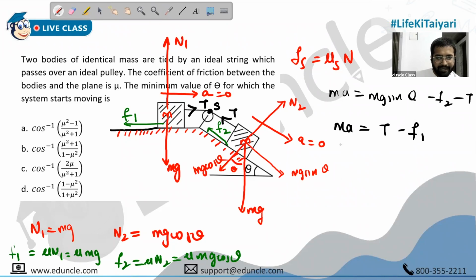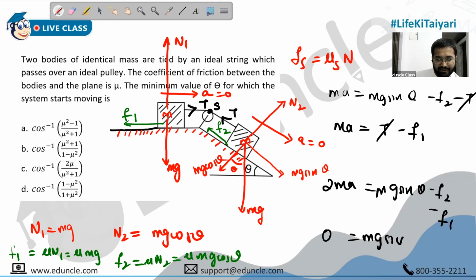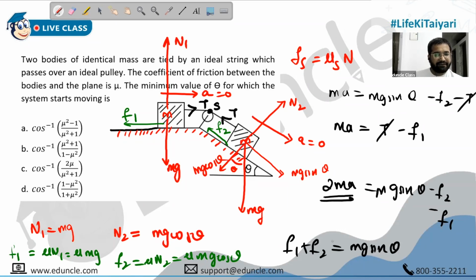Let's add them. MA plus MA, 2MA. T minus T gets cancelled. We have mg sin theta minus F2 minus F1. Acceleration is 0, people. Throw minus F2 minus F1 on that side, so that becomes plus F2 plus F1. F1 plus F2 is mg sin theta. I've just thrown F1, F2 on that side. Any questions, anyone, until here?